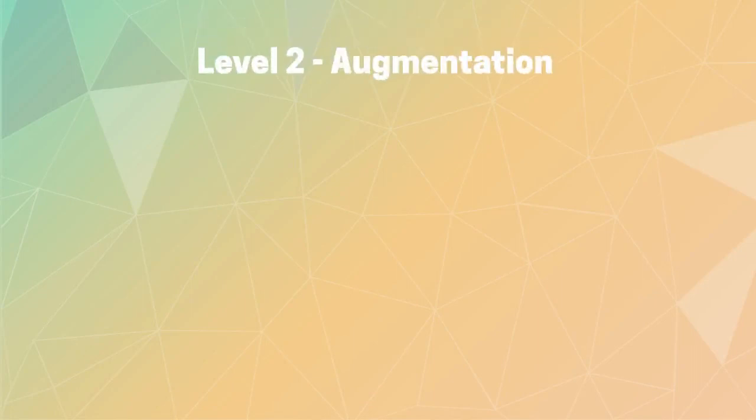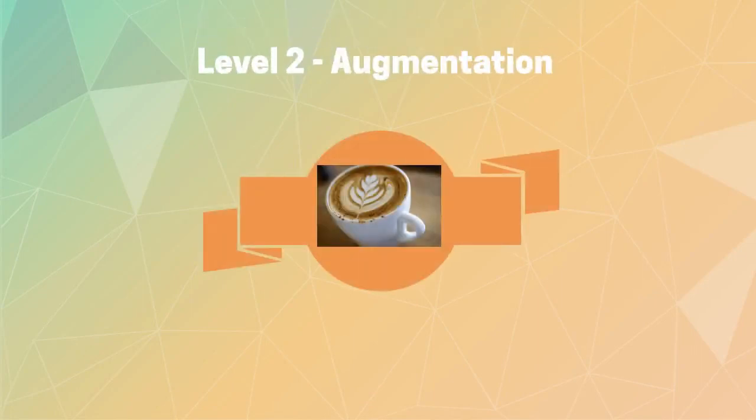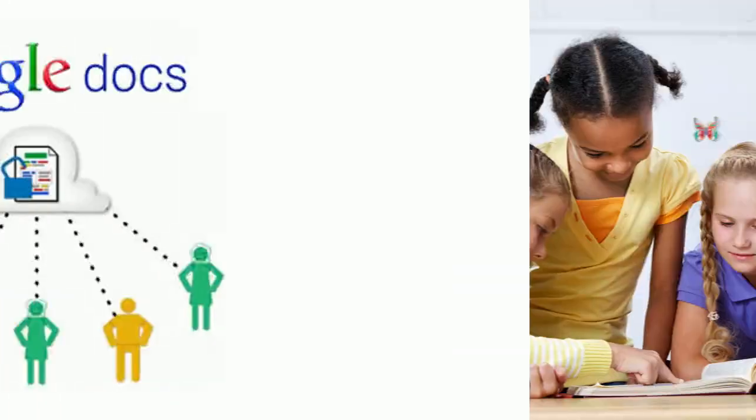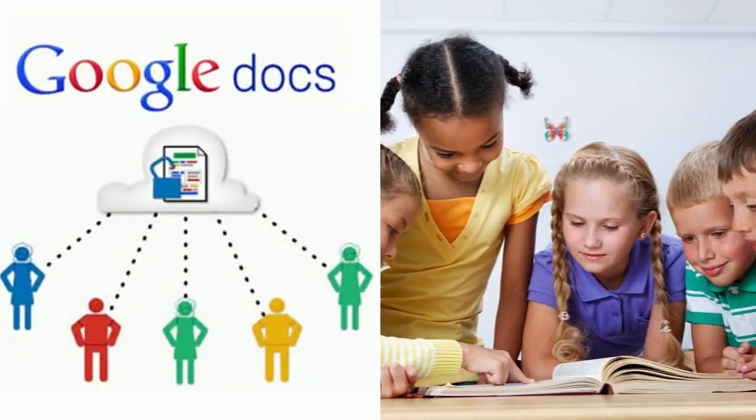The next level of the SAMR model is augmentation, or that latte. Augmentation is when the tech is still a substitute, but slightly adds to the learning experience. So now, instead of creating a travel brochure in Word, we can use Google Docs and allow students to collaborate and comment and work together. So in this case, technology is an augmentation because it allows collaboration.